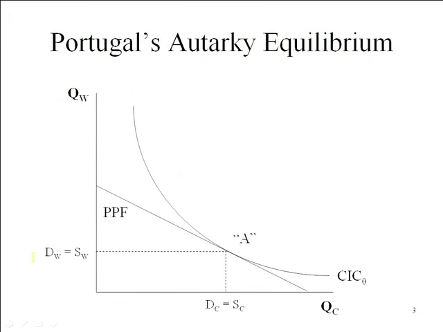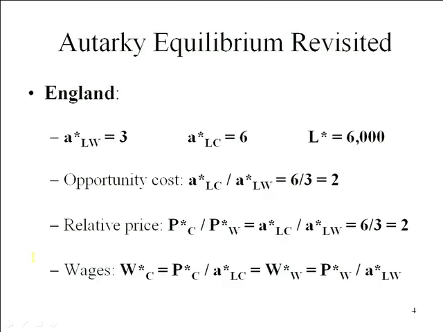In England, the situation was a little bit different. The unit labor requirement in wine was 3, where in the cloth industry it was 6, and England had a larger workforce at 6,000. We calculated here that the opportunity cost of producing cloth was 2, which also gave us the relative prices. And we also know that to produce some of both goods, we would have to have wages in both industries being the same. Again, my recollection is the numbers we used said it was $3.33 an hour. So here's England's autarky situation.